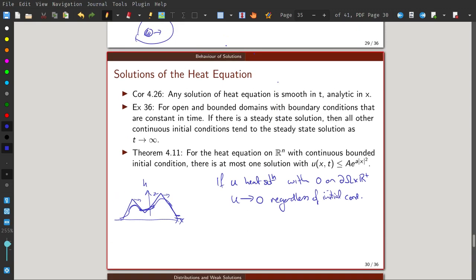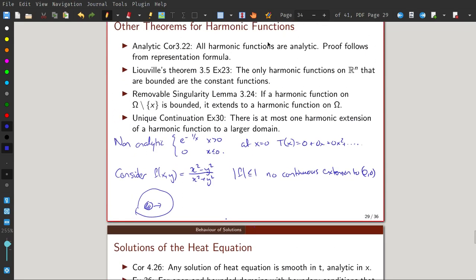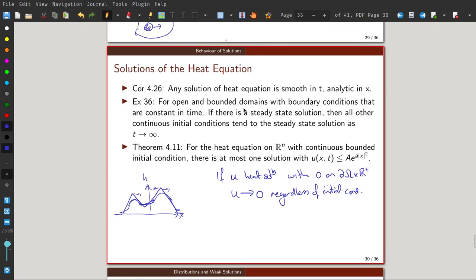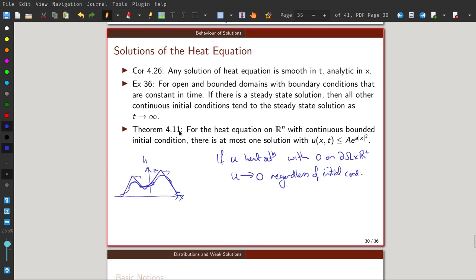Maybe you could compare that to Liouville's theorem, that there are only bounded solutions. Here, there are only solutions that are tending towards 0. Or maybe you would even view theorem 4.11, which is this uniqueness result. So for the heat equation with continuous bounded initial condition on all of space, there's at most one solution that does not grow too fast.